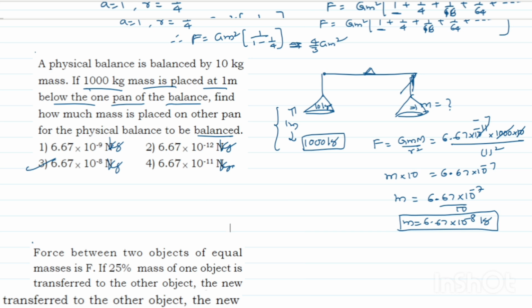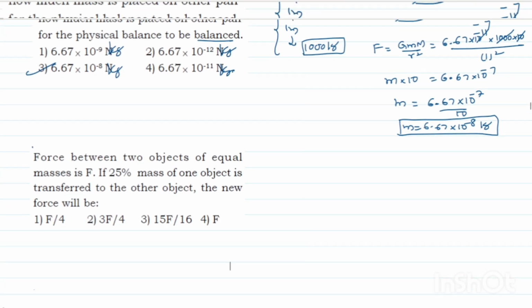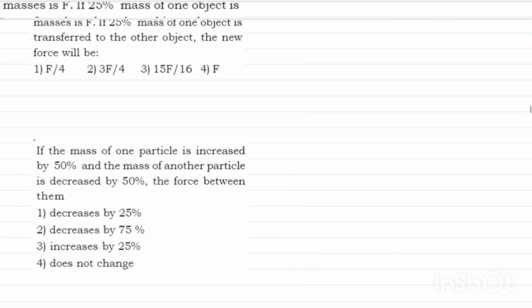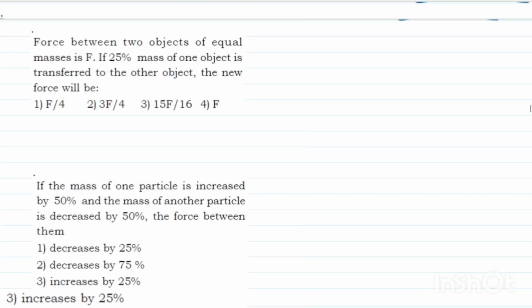Now let us see the next question, students. The force between two objects of equal masses is given as F. If 25% of the mass of one object is transferred to the other object, they are asking for the new force. So initially the force between the two equal masses is F equals G into M1 M2, both will be the same.